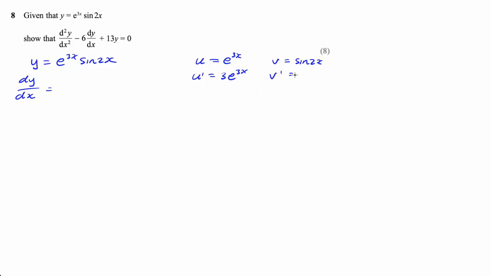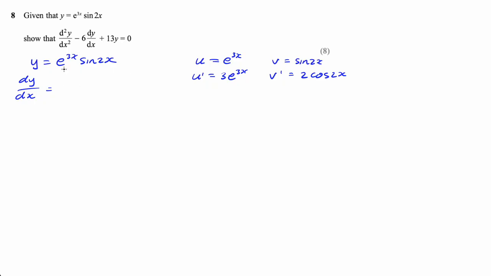Given that y is equal to this, show that this is true. Essentially, guys, we need the first derivative and the second derivative, and we can just form this equation quite easily. So first derivative, y is equal to e to the 3x sine 2x. This is definitely a product rule. So u is e to the 3x, v is sine 2x, u dash is 3e to the 3x, careful, that's a chain rule, and v dash is 2 cos 2x, be careful, also chain rule.